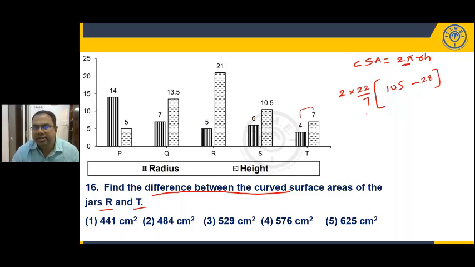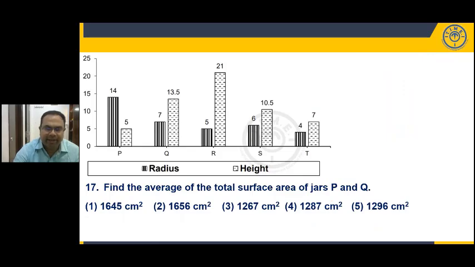So this is 2 into 22/7 into 105 minus 28, which is 77. 7 goes 11 times. So 2 into 22 into 11, it has to be 484. 440 plus 44, 484. Correct answer? Correct answer, Aishwarya. Fine. Try this question. I'm starting the timer.